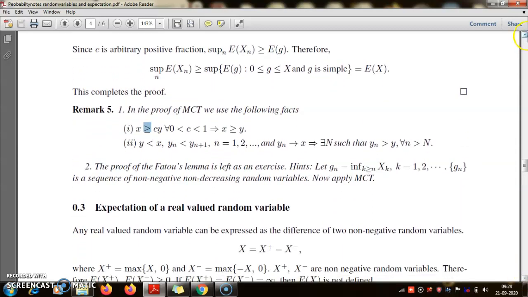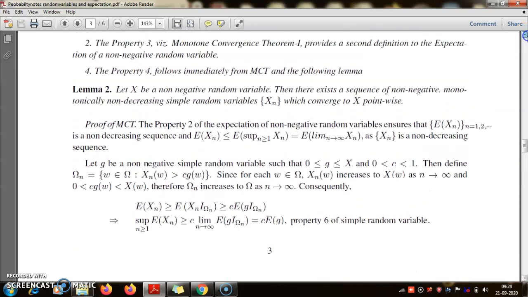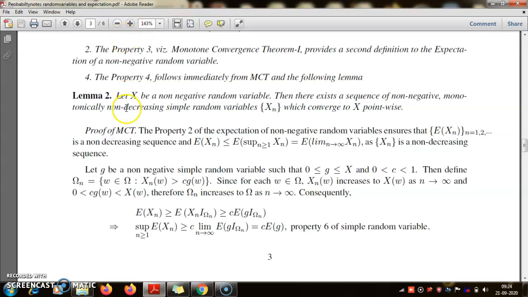The importance of the monotone convergence theorem that I told you is that you get an alternative definition of the expectation of a non-negative valued random variable. You can define expectation of x to be the limit of expectations of an increasing sequence of non-negative simple random variables.